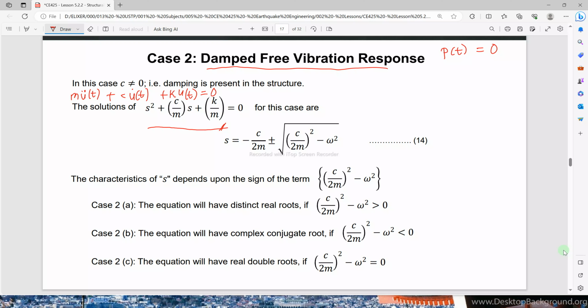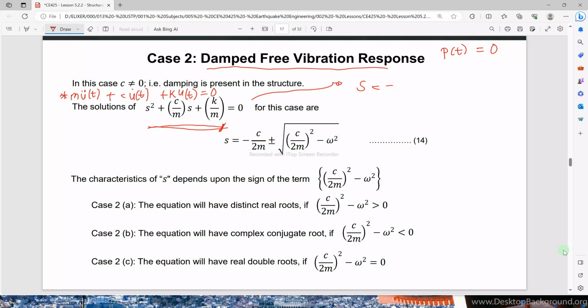So for each system, we have a general equation of motion, which is this one. And then we try to solve the equation of motion for each condition. Last time we had the undamped condition. Here we have the damped condition. So we have a quadratic form equation in this form, and to solve that quadratic equation, we just use the quadratic formula.